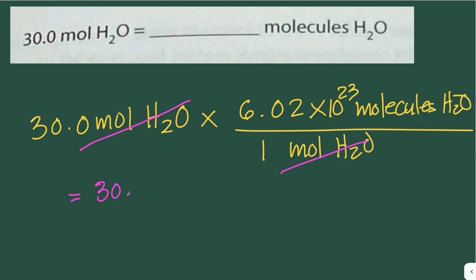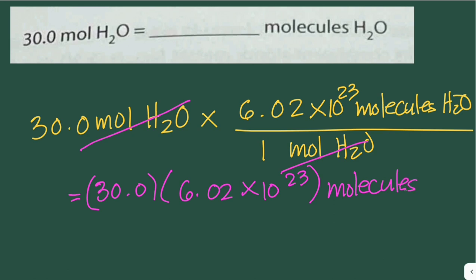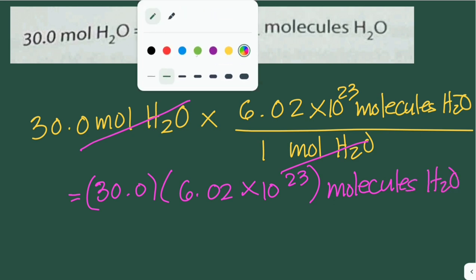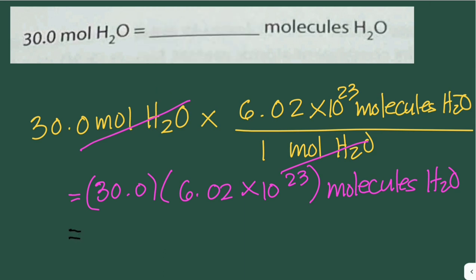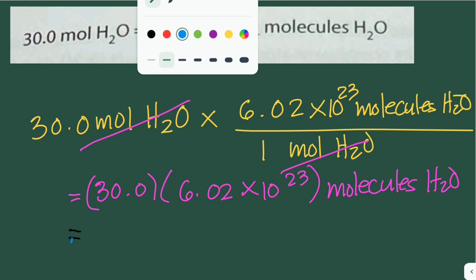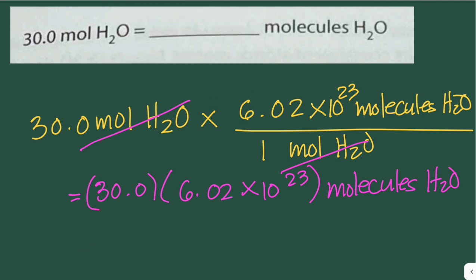Then we have 30.0 times 6.02 times 10 to the 23rd molecules water. So our answer here is, let's try this. Okay. So our answer here is 1.8 times 10 to the 25 molecules water.